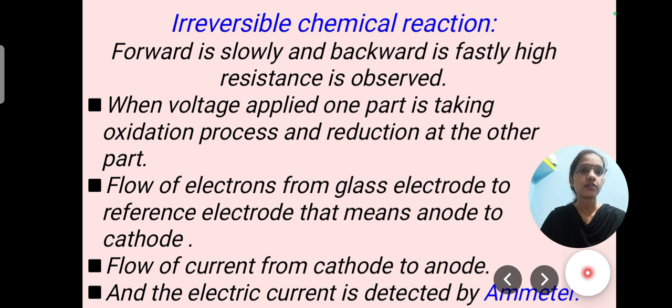Electrons flow from the anode to the cathode, and current flows from the cathode to the anode, vice versa. When the voltage is applied, an electric current is generated. This electric current is detected by the ammeter as shown in the figure.